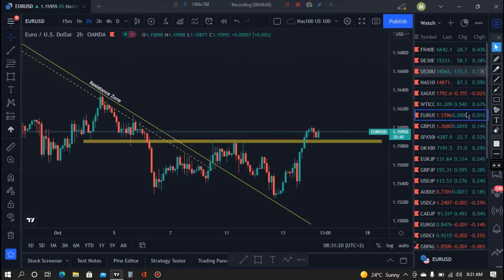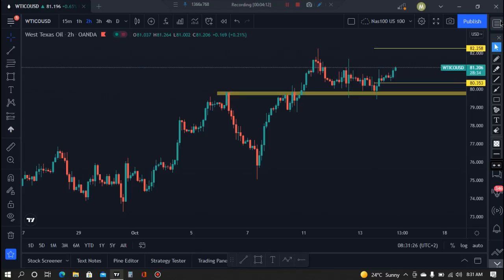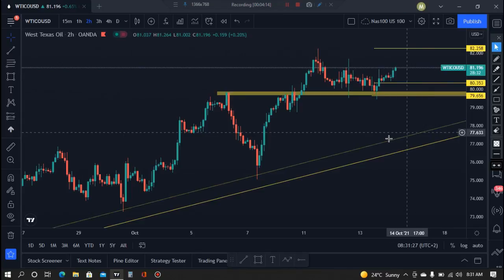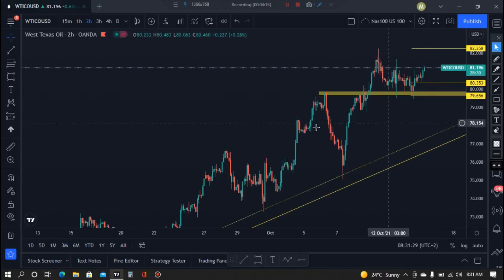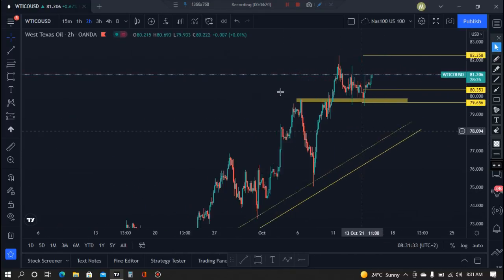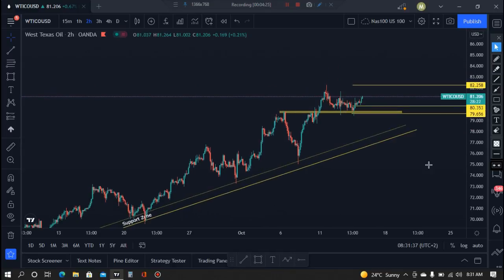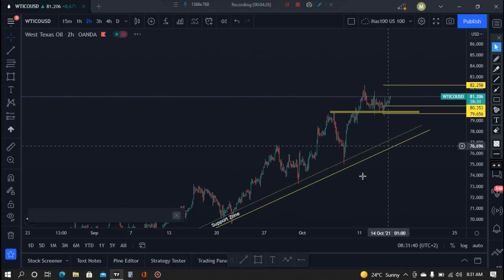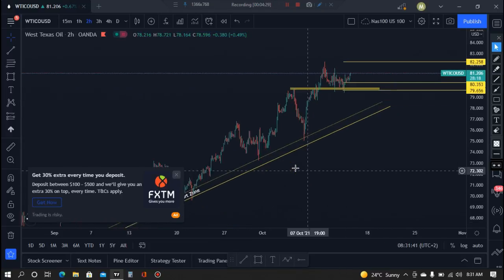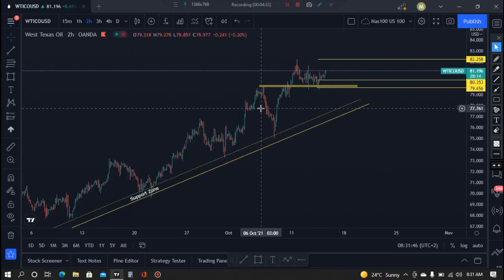So let's move to the next one, which is US oil. On US oil, guys, we are eating. I sent this yesterday. I don't know if maybe I talked about this, but whatever I did here, I did yesterday. So what's happening? The market is on a very nice, easy to identify uptrend.